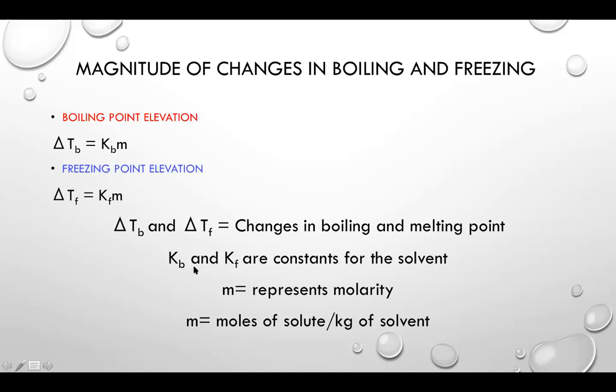This KB and KF, they're constants for the solvent, and so you can get these from some textbooks. There are manuals that have the constants that have already been figured out. And then m is going to represent the molality. And here the m is moles of solute over kilograms of the solvent. And so a question that you might get on a quiz or an exam is you would be given some of these factors like the KB and the m, and you'll get asked to calculate the delta TB.